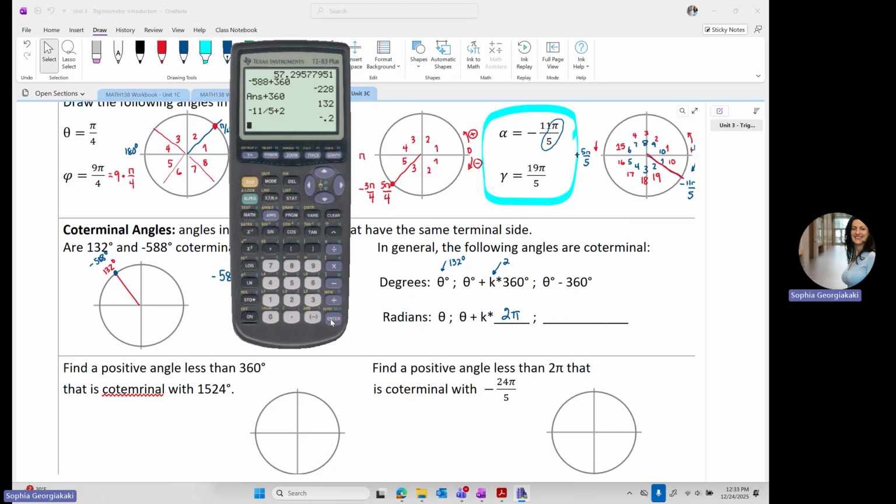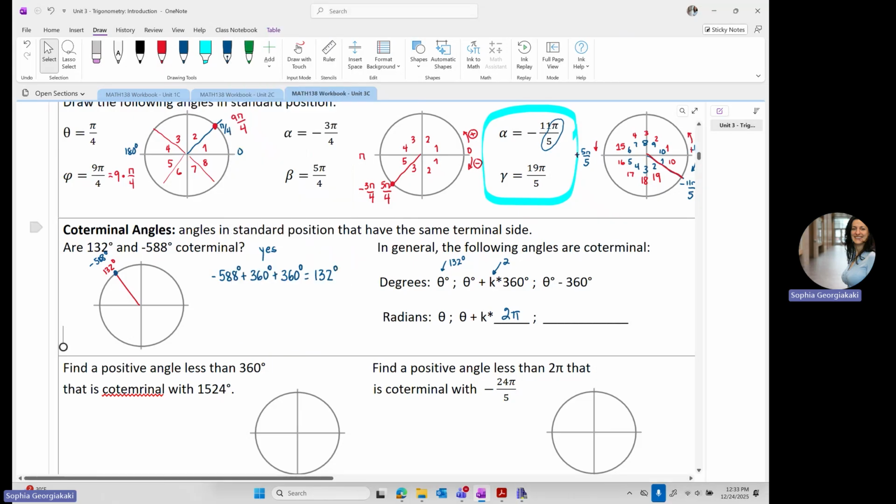And I get to negative 0.2. And I'm going to add 2 again. And I will get to positive 1.8. And let me see what's the fraction for that. Oh, it's 9 fifths. And then I'm going to add 2 more, and I will get to 3.8, and then let me check what the fraction is for that, 19/5. So I see that negative 11/5 of pi and 19/5 of pi are actually coterminal angles, and that is because I added 2 pi 3 times.